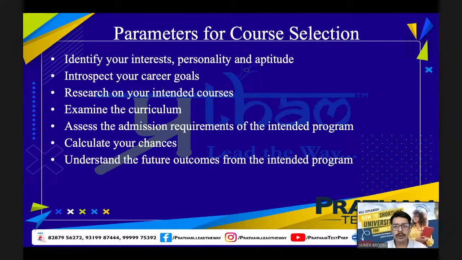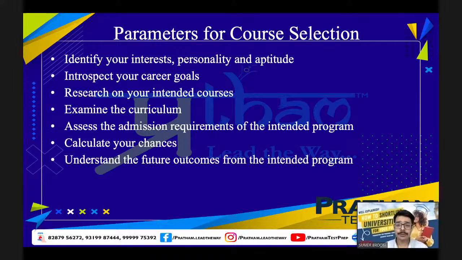However, what are the parameters for course selection? Whenever, as counselors here, we talk about university choices or country choices, the first parameter is always course choices. Is that intended course there in that particular university or that country?